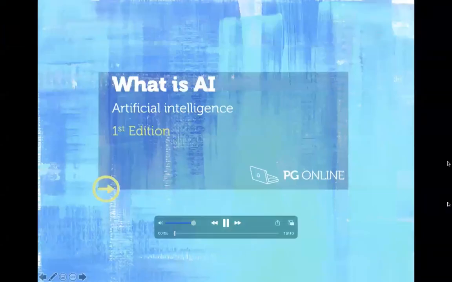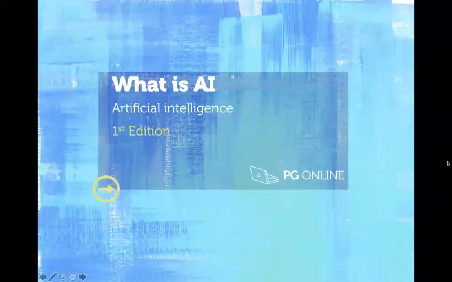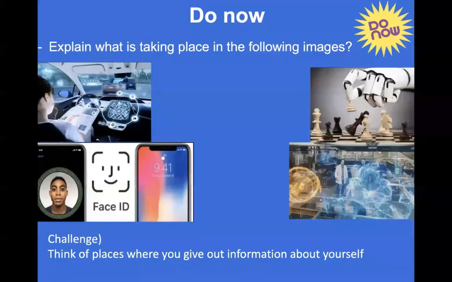We start with what is AI? That's the first lesson. We'll need to find out what it is. And to begin with, I'm going to give you a small activity to start with. All you need to do is explain what's happening in the following images. So I'll give you a second to think about it, and then we'll go through it.